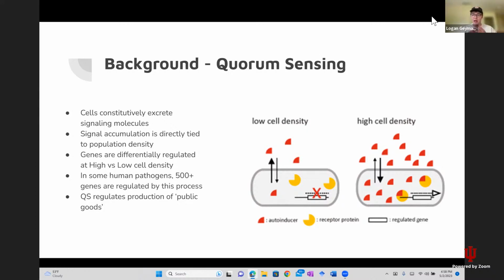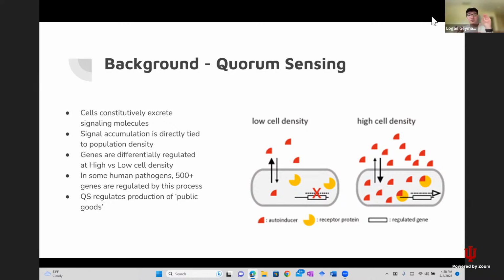And these behaviors, the high cell density behaviors, the ones where they're all together, are really energetically costly for the bacteria. So they only want to turn them on when they're necessary. And quorum sensing allows them to be phenotypically flexible in this way. So they're only going to turn high cell density genes on when there are lots of them around. And they're doing this by sensing these signal molecules that are being excreted.